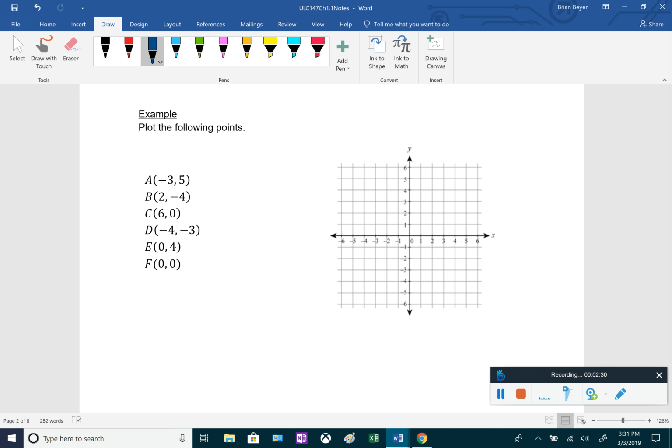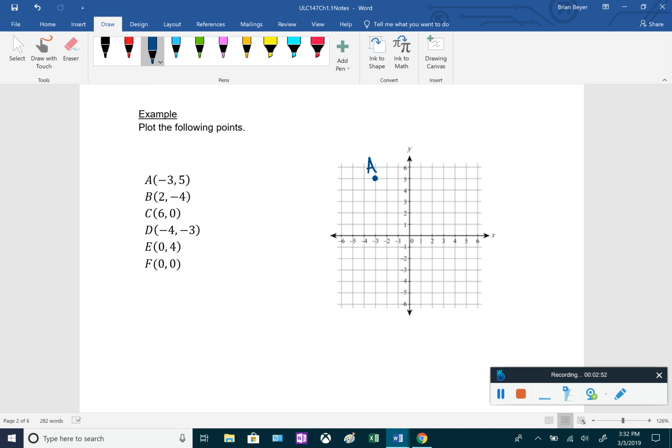So let's do an example where we are plotting some points here. We have these ordered pairs: A, B, C, D, E, and F. For point A, that's negative 3, comma 5. So that's to the left 3 and up 5. That's going to be right here. So this is point A. Point B is 2, comma negative 4.